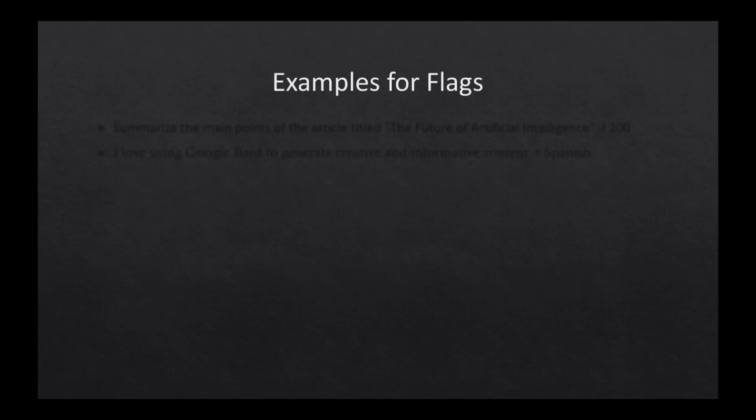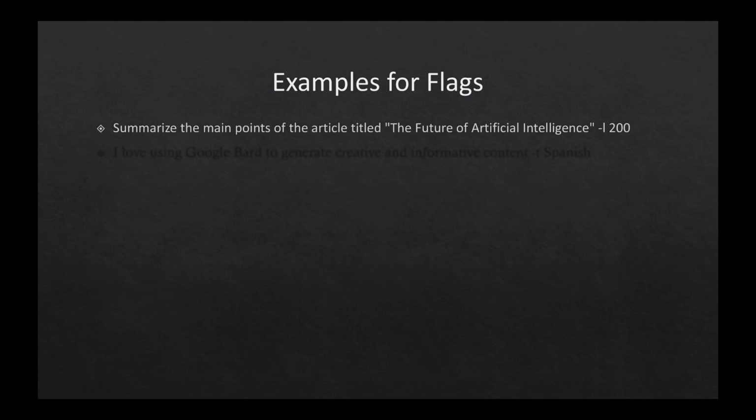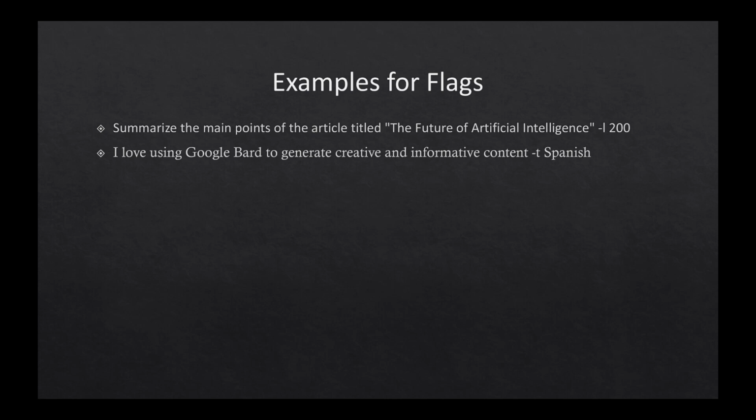Now let us see some examples of using flags. In the first example, we want the output length of the text to be not more than 200. In the second example, we are asking Google Bard to convert this sentence into Spanish, and here we are using -t to instruct Google Bard to translate.